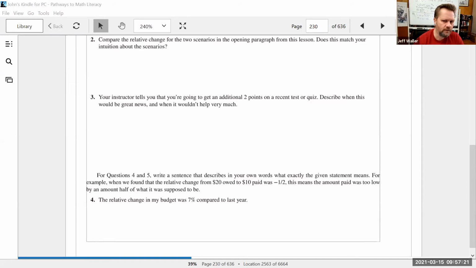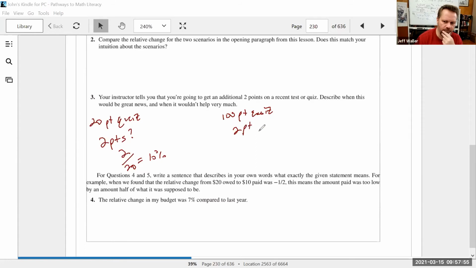It would change your percentage. Yeah, so if it was a 20-point quiz, how much does that change your overall grade? In a 20-point quiz, I'm asking you, what does 2 points mean? 2 out of 20 is what? 10%. It would increase your grade by 10%, a full grade change, right? So out of a 100-point quiz, how much would 2 points change? 2% or 0.02.